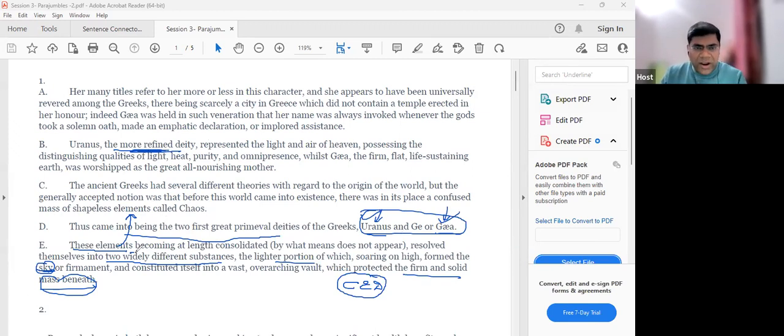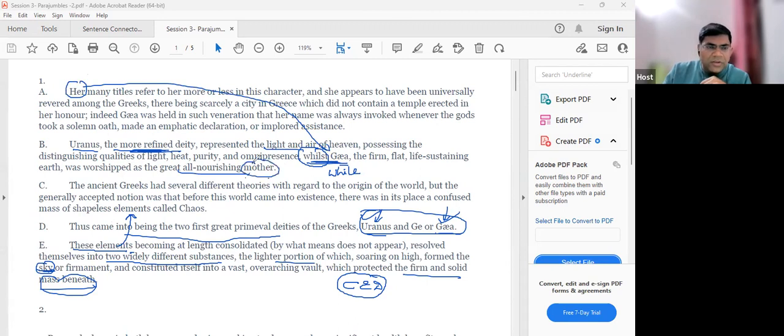Uranus is the more refined deity, representing the light and air of heaven, possessing the distinguishing qualities of light, heat, purity, etc. Right? And Gaia, while the archaic form of wild, the firm, flat, life-sustaining earth, was worshipped as the great all-nourishing mother. So Uranus represented the light and air of heaven, whereas Gaia was the mother, and that's why the word her refers to Gaia, because only a mother can take the feminine gender. That means for her to make sense, you must introduce whether you mean Uranus or Gaia.